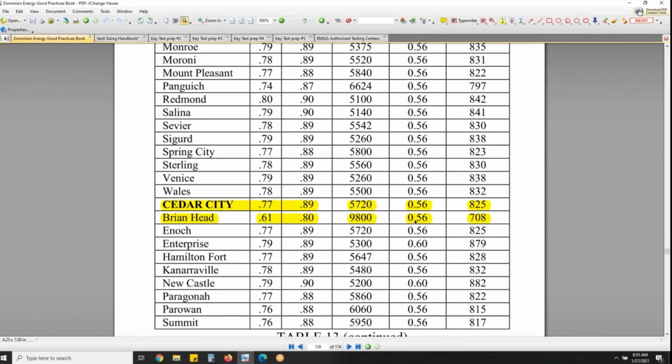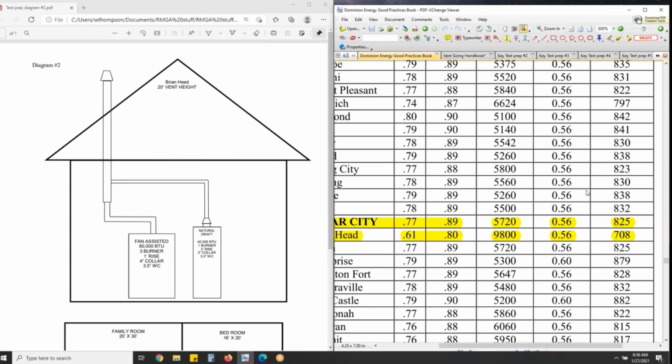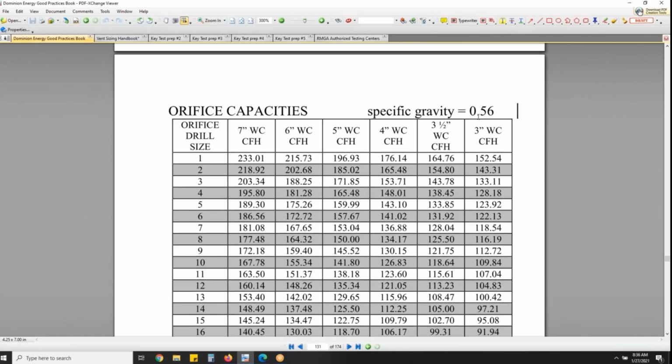So now that I've got the information that I need, so let me minimize this here. Okay, 17.23, that's what I need. I need to find an orifice at 3.5 inches of water column at a specific gravity of 0.56 that'll get me as close to that number as possible. So I come back over to the book. So we're looking for 17.23. So we scroll down to the orifice tables. Specific gravity, 0.56. That's the table we need to be in, right? We're at 3.5 inches of water column, and I need 17.23.